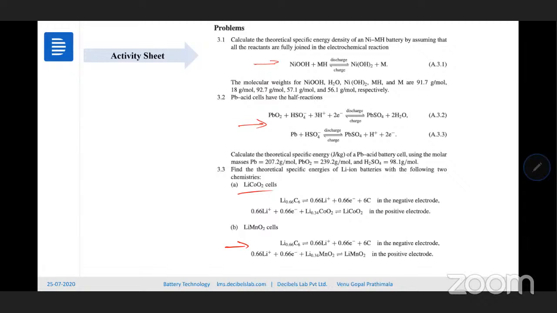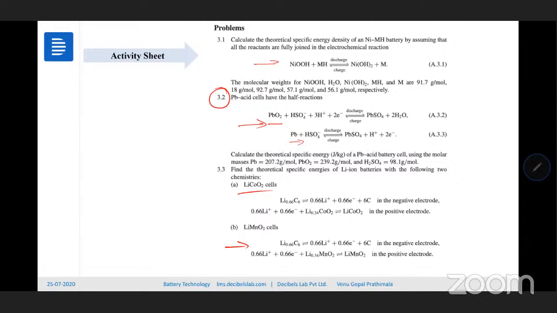First, we'll start with the lead acid question. Here they have given the discharge and charge equations for the lead acid battery. These are called half cell reactions. If you remember from the previous session, we discussed what the anode, the cathode and the electrolyte are. In a lead acid battery, the anode is lead and the cathode is lead oxide. Dilute sulfuric acid is the electrolyte. So lead oxide is acting as the cathode, and this is the cathodic reaction, and lead is the anodic reaction.